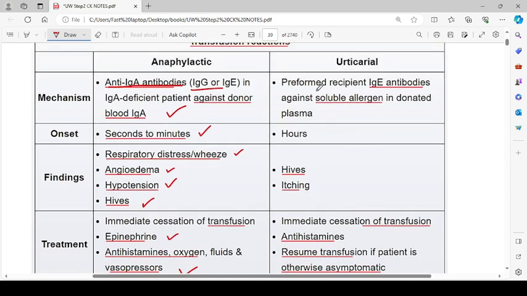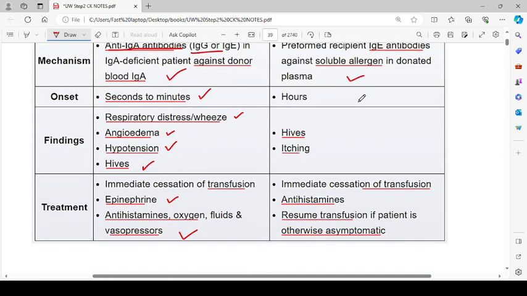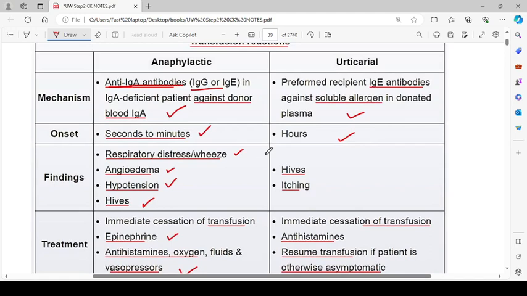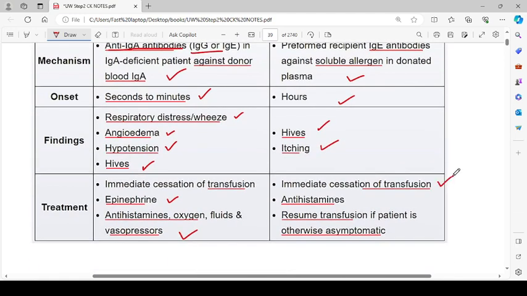Urticarial: preformed recipient IgE antibodies against soluble allergens in the donated plasma. Onset is hours. There will be hives and itching. Treatment is immediate cessation of transfusion and antihistamines. Resume the transfusion if the patient is otherwise asymptomatic.